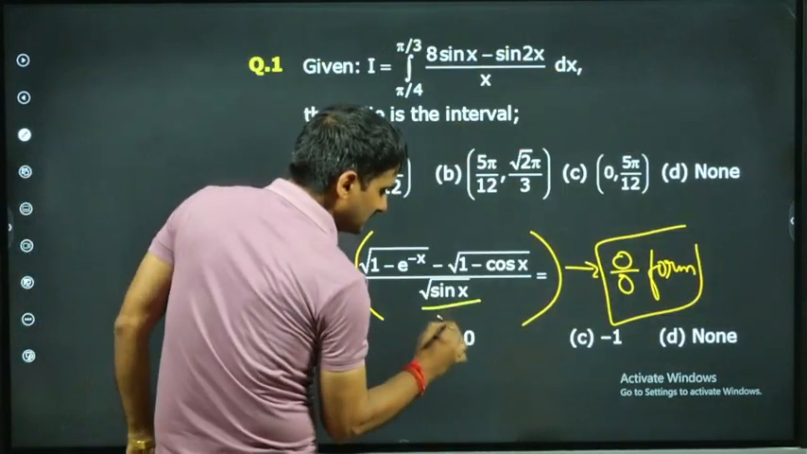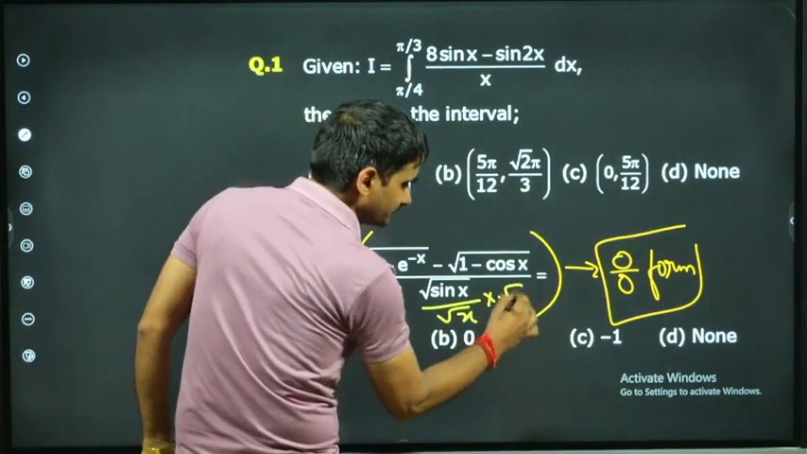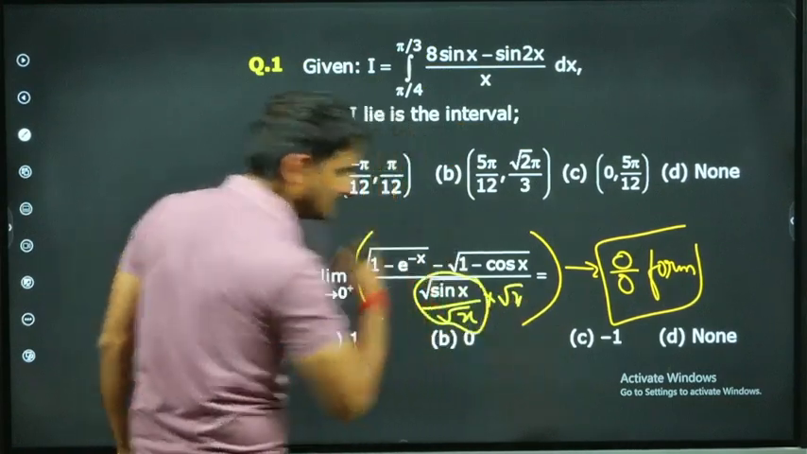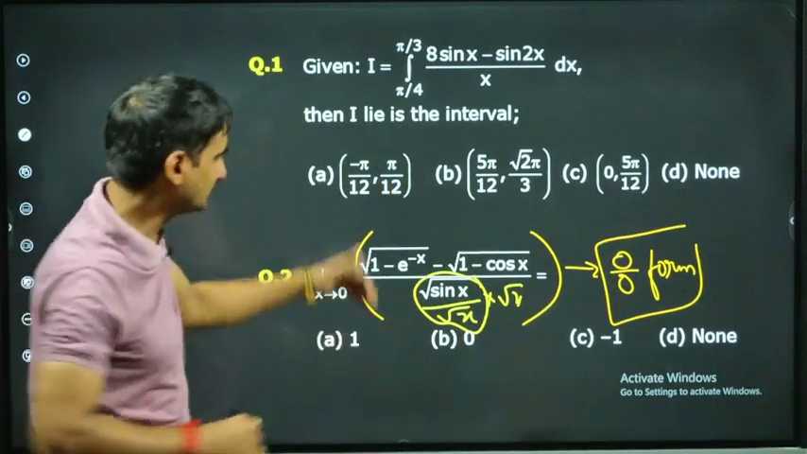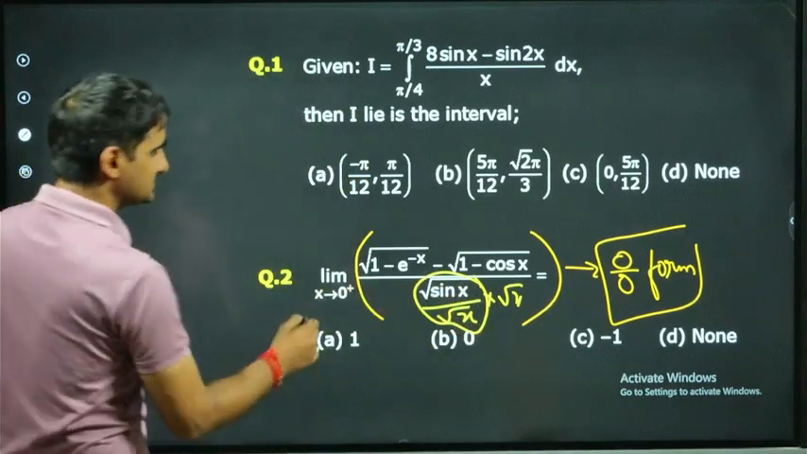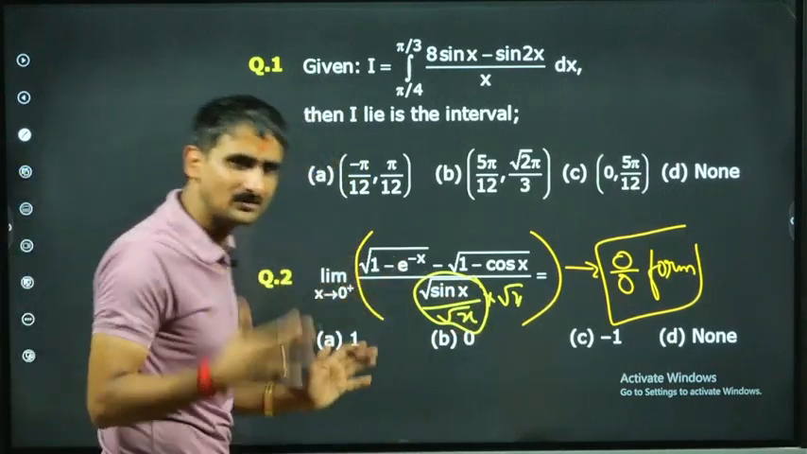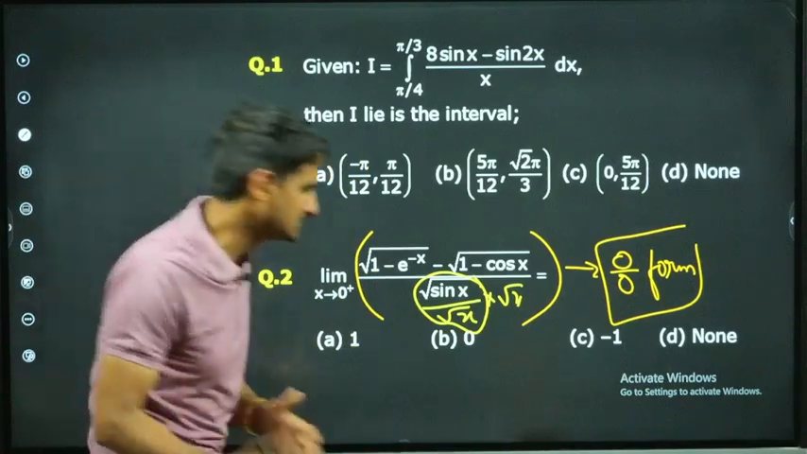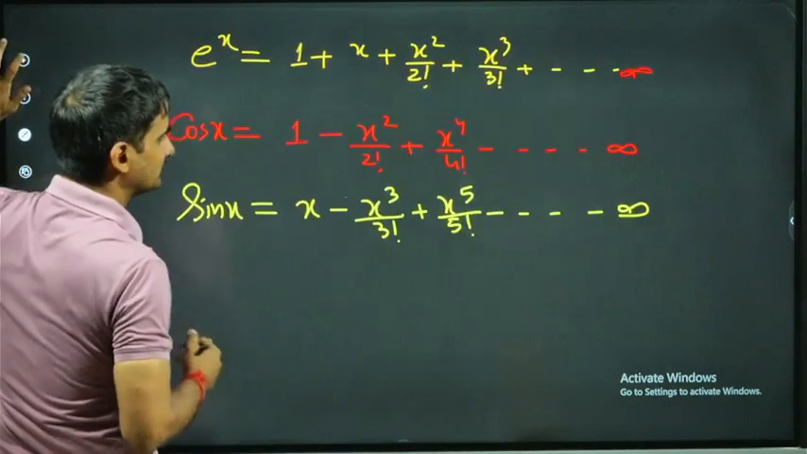Why? Because I will multiply and divide by root x. So this I can replace with 1, because we know sin t by t as t approaches 0 is 1, so we can remove it as a 1. So for the denominator, it is as good as root x. Now let's put the values.